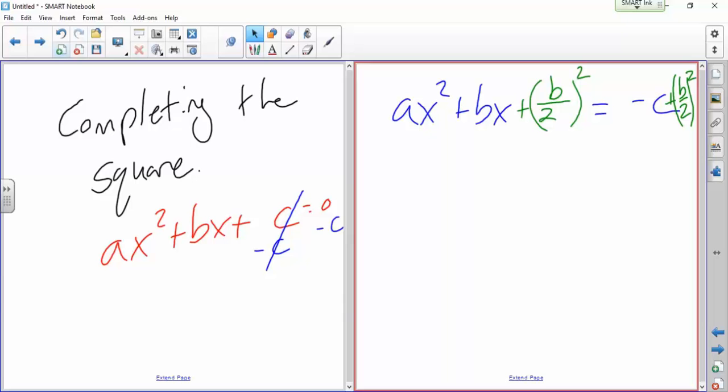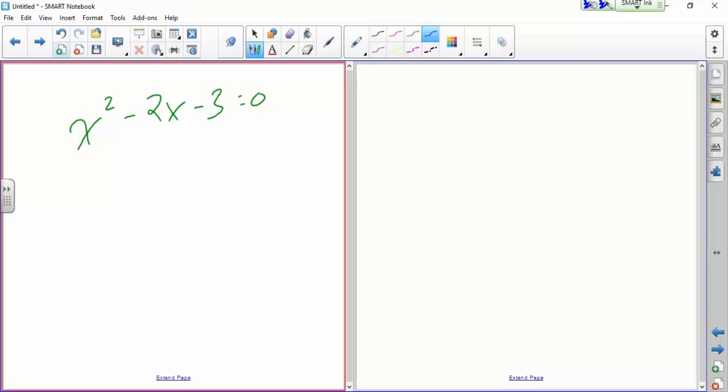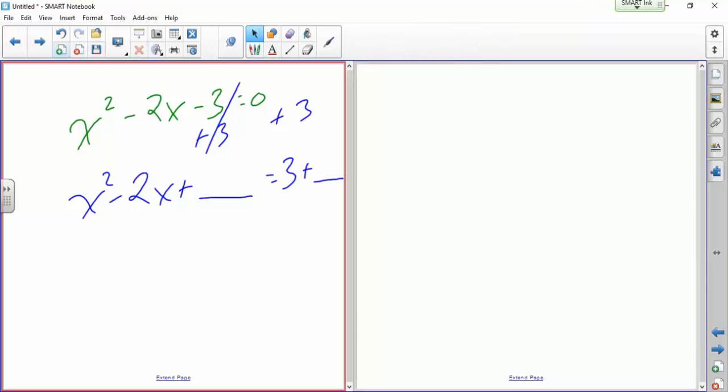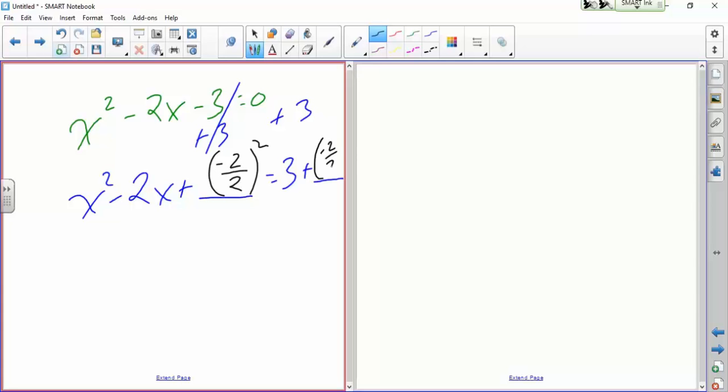Now, when I write it this way, it doesn't give us a lot of context, so we don't know exactly what it means. It's just a bunch of letters. So you would add 3 to both sides. Okay, cancels out. Now I have x squared minus 2x plus blank is going to be equal to 3 plus blank. And how do I make my new c? We go b over 2. So what's my b? Negative 2. Negative 2 over 2, and this is going to be squared.